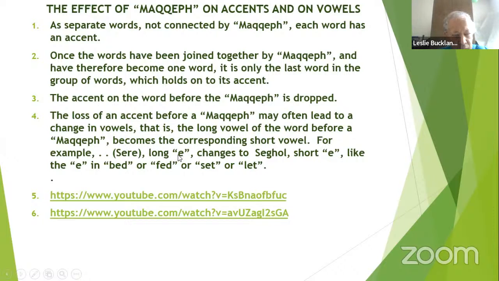So let us say that you have the long E sound in a word, and then that word is joined together to another word by Maketh. We find that the accent not only leaves that word, but the long vowel has to be changed to a short vowel. The long E, for example, has to be changed to a short E.